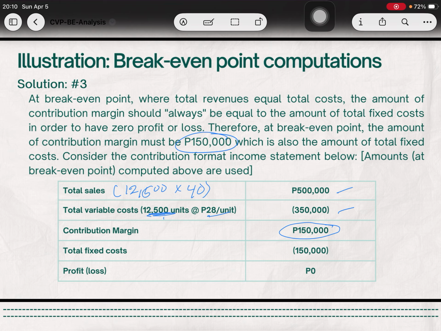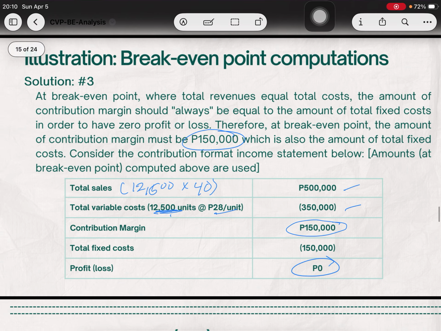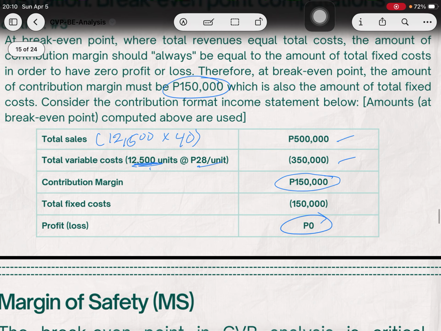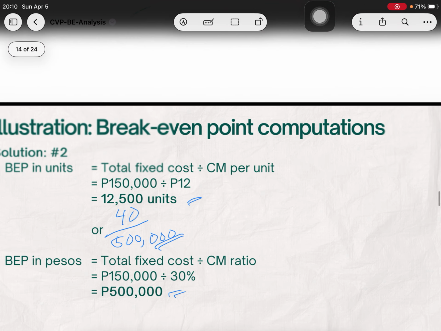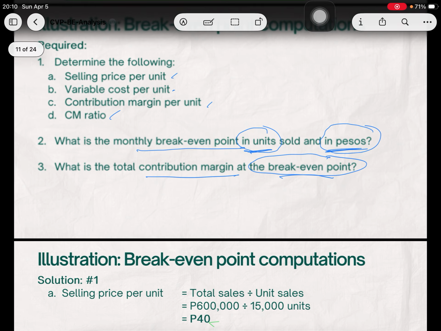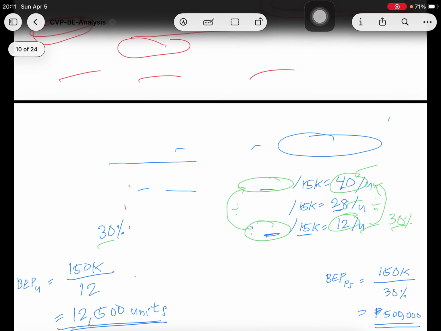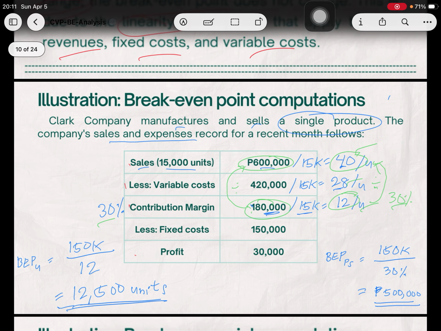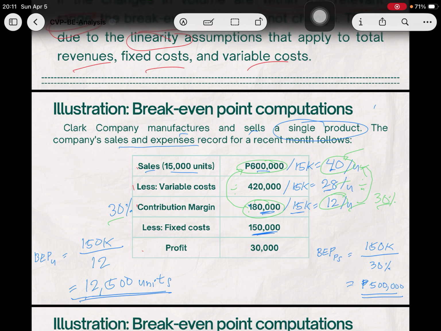And then, kung babalikan natin yung theory natin, 'di ba sabi natin, at break-even point, there is no profit nor loss. 'Di ba? No profit nor loss. Kaya zero tayo dito. Yung 150,000, that is the same fixed cost. Kasi 'di ba sabi natin, within the relevant range, total fixed cost is constant. Ayan. So, ito yung ating fixed cost. Same pa rin siya. Alright.